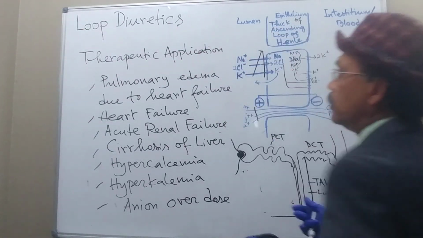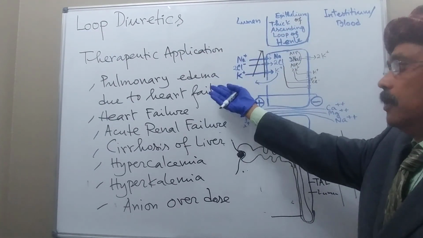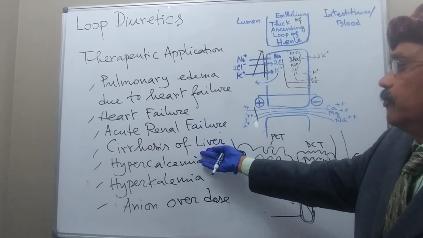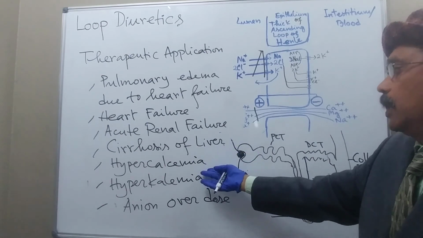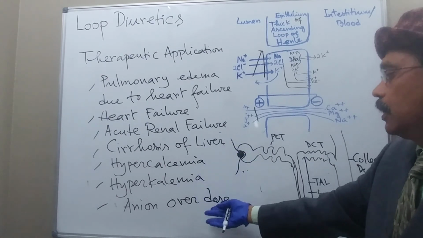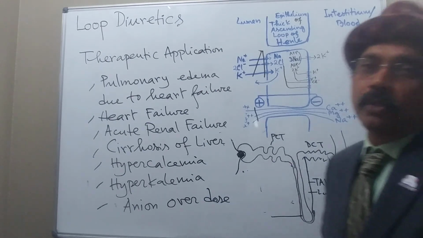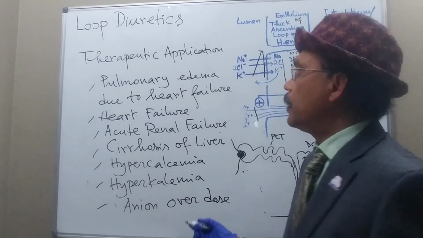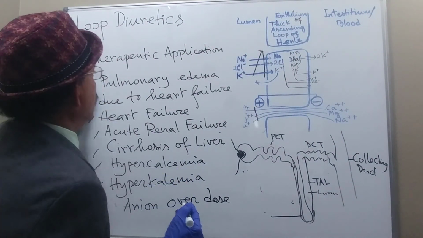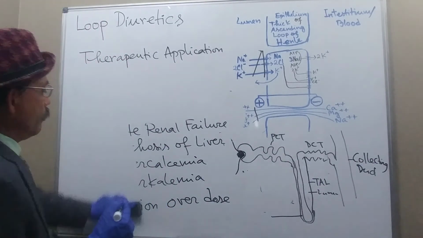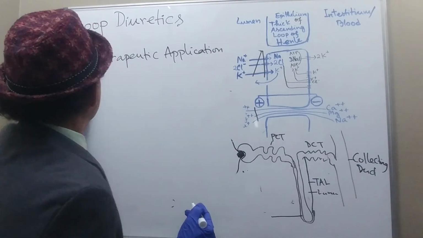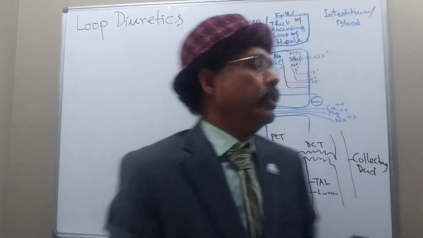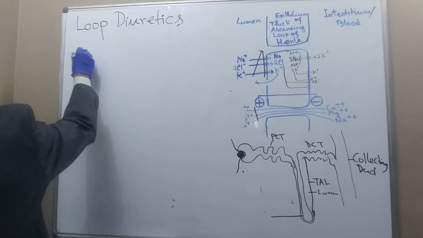So we got the therapeutic application: pulmonary edema due to any cause of heart failure, acute renal failure, cirrhosis of liver, any type of edema, hypercalcemia, hyperkalemia, anion overdose due to accidental intake of fluoride, bromide, iodide. Okay, so we got the therapeutic application. It is a very commonly used medication to manage generalized edema. We got that. Then we'll go to the pharmacokinetics.